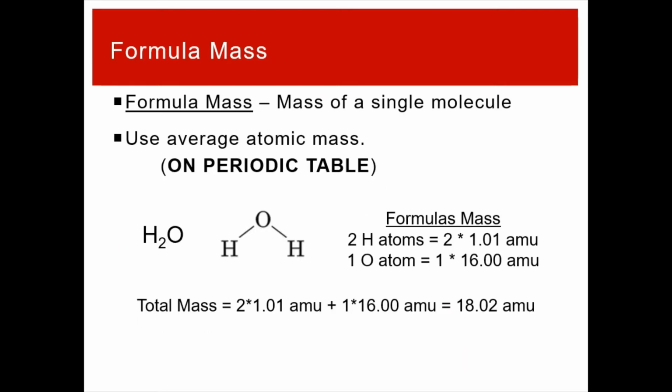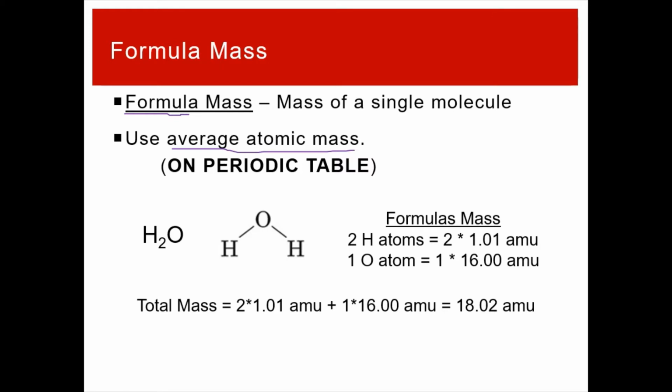So the original question, what is the mass of a molecule? The definition of that is called the formula mass. So formula, if we think of it, it's the molecular formula that we're talking about here. So it's just the mass of a formula. That could be a molecule, a formula unit, whatever you're looking at. In order to compute the formula mass, you use the average atomic masses from the periodic table. Those are the mass values that are on the periodic table.